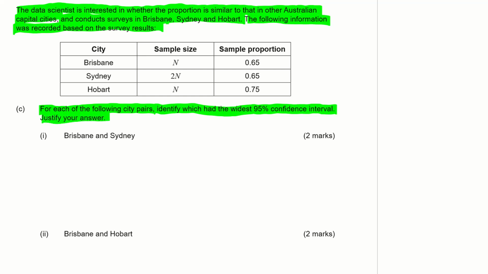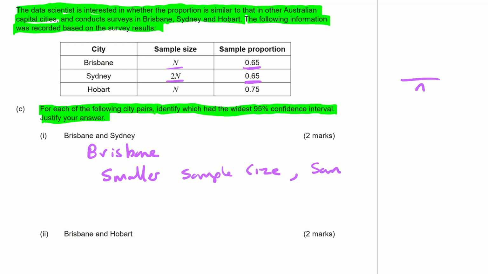So Brisbane and Sydney. If we look, the sample proportions are the same. Sydney had more people in their study, and that's going to narrow the confidence interval because we always divide by N. So this one is going to be Brisbane, and that's because we have a smaller sample size with the same P.